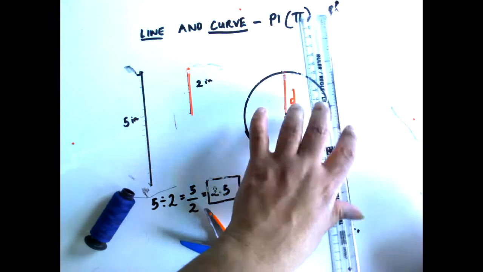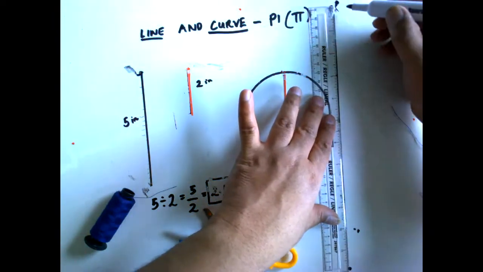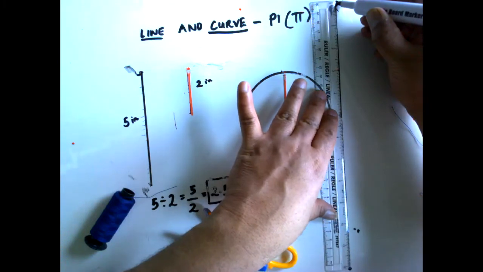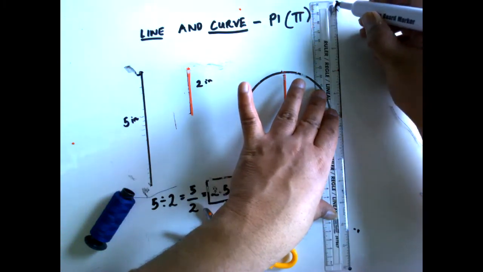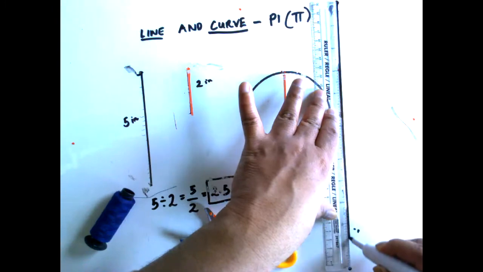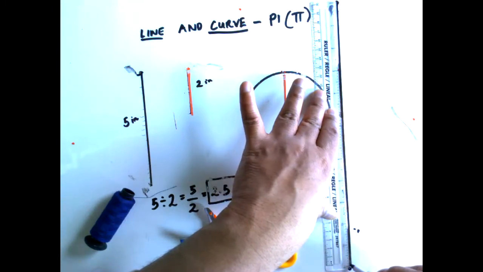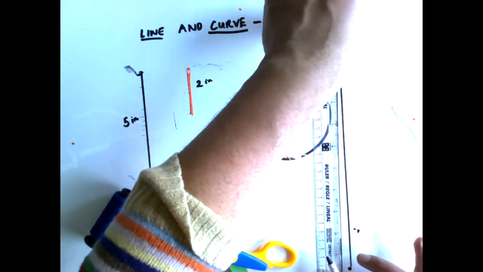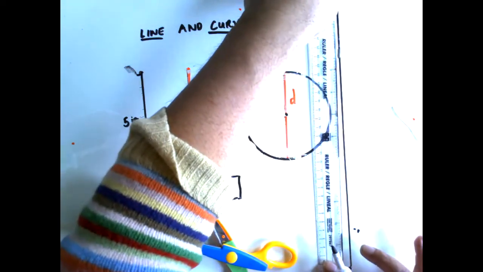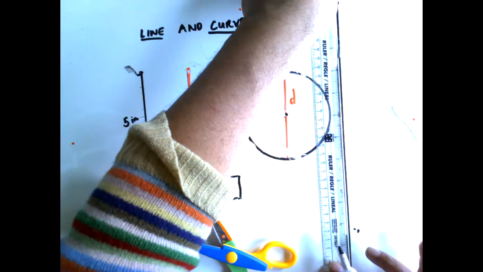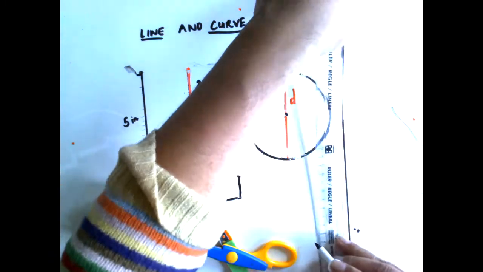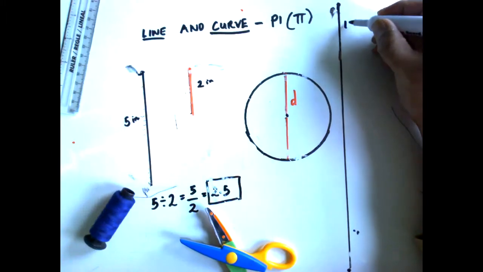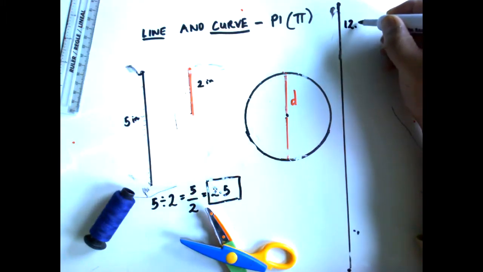I'm going to measure that from here, the 0. It's like 12.1 or something. So that's from 0 to the end. So it's really like 12.2. The whole measurement of this is 12.2.